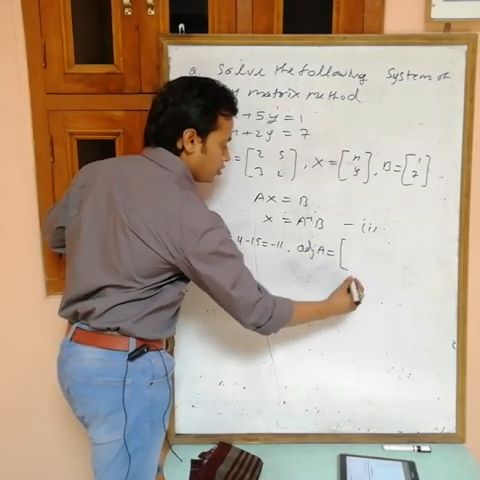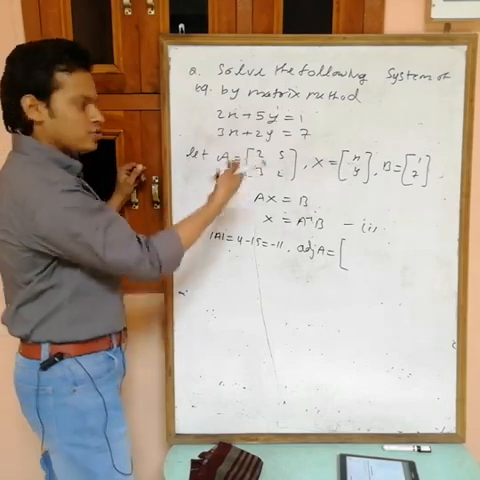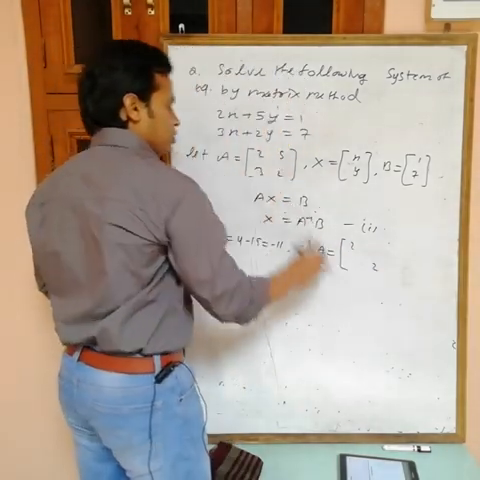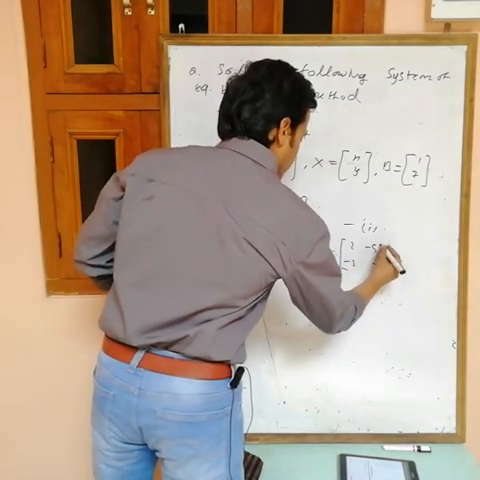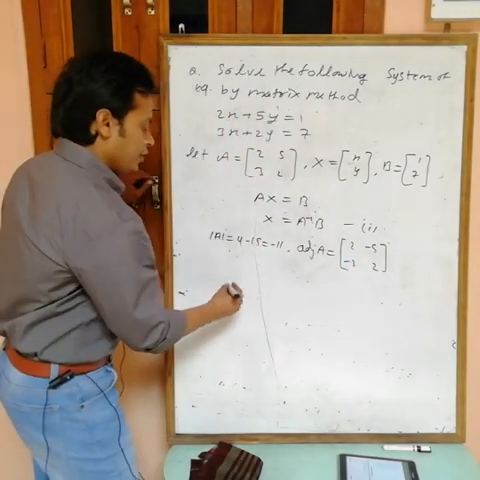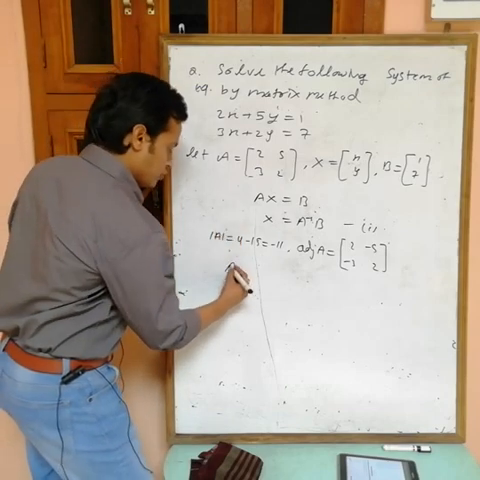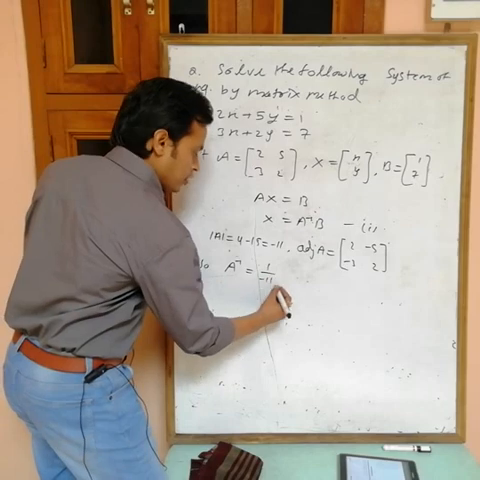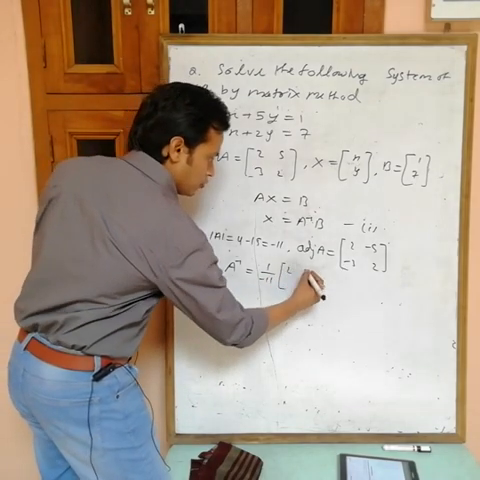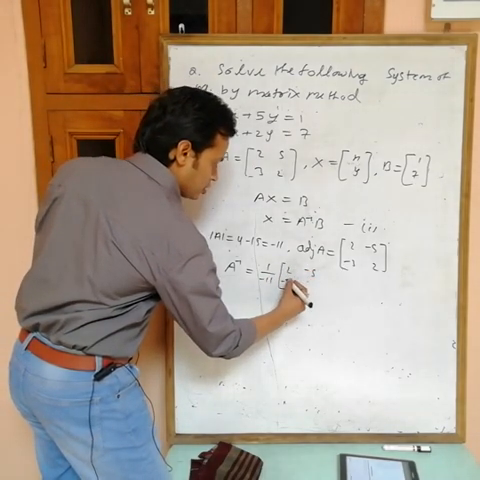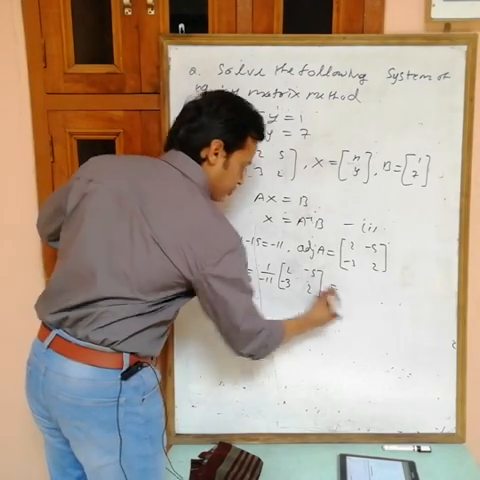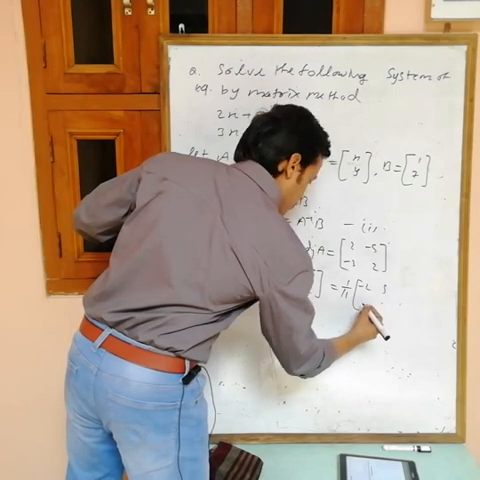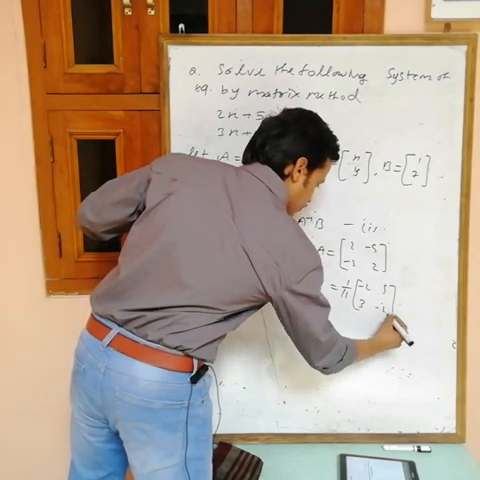And adjoint of A. How to get adjoint of A? This is 2 by 2, so directly I can get it. Interchange these two, 2 and 2, and change the sign of these, minus 5, minus 3. Then put values. So A inverse is 1 by determinant of A into adjoint of A, 2 minus 5 minus 3 and 2. I can multiply the minus inside, then 1 by 11 minus 2, 5, 3 and minus 2.